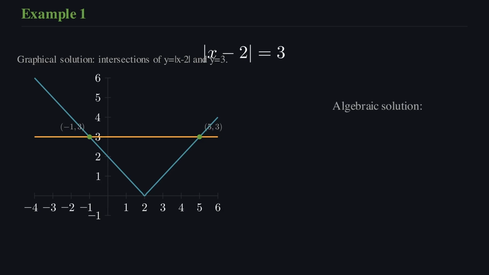Now let us confirm this algebraically. Absolute value of x minus 2 equals 3 means the distance from x to 2 is 3 units. So we split it into two equations, x minus 2 equals 3 or x minus 2 equals negative 3. From x minus 2 equals 3, we get x equals 5. From x minus 2 equals negative 3, we get x equals negative 1. So the algebraic method gives the same two solutions as the graph: x equals negative 1 and x equals 5.